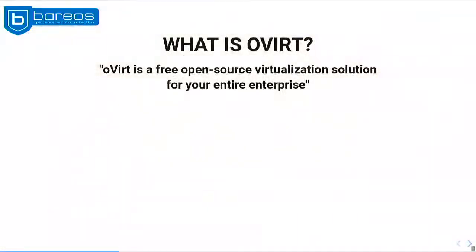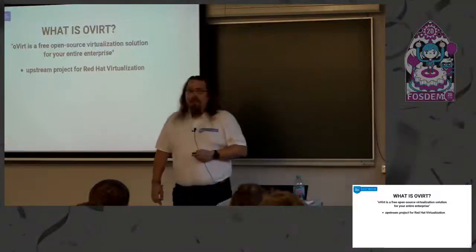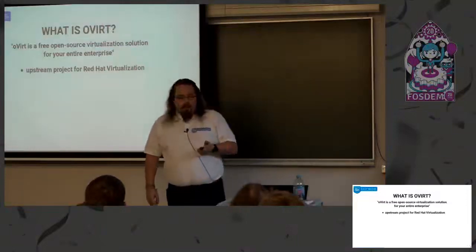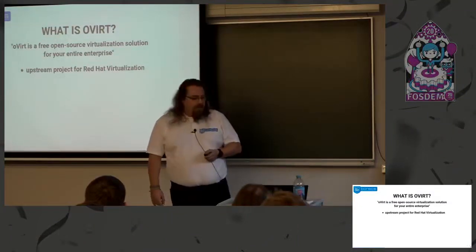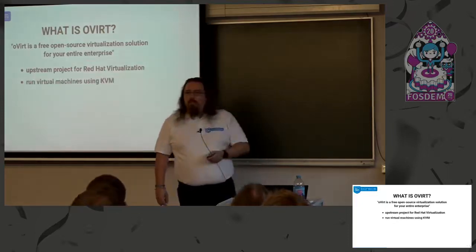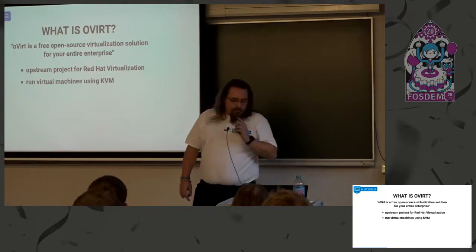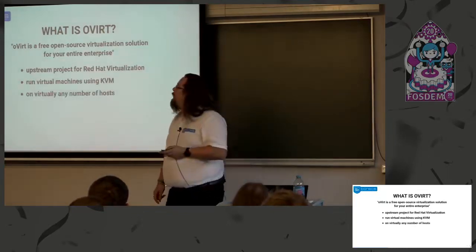First question, what is oVirt? According to oVirt.org, oVirt is a free open source virtualization solution for your entire enterprise. So it's the upstream project for Red Hat virtualization. If you use that, everything I tell you about oVirt is also true for Red Hat virtualization. It basically runs virtual machines by using KVM on virtually any number of hosts.